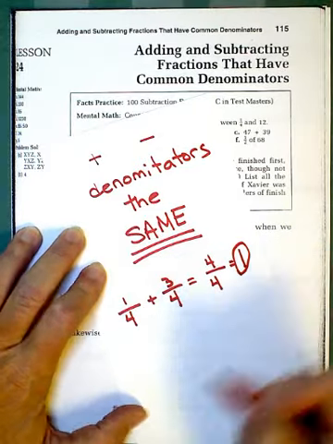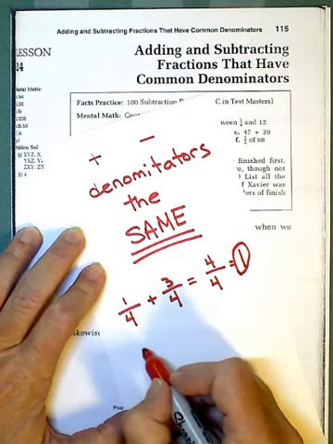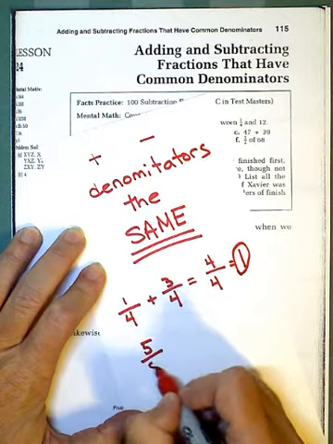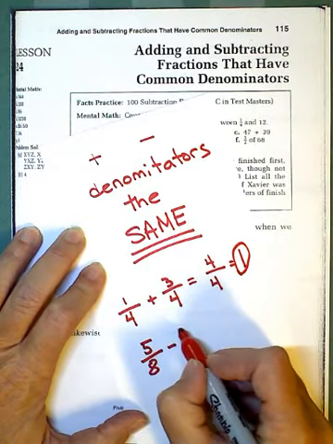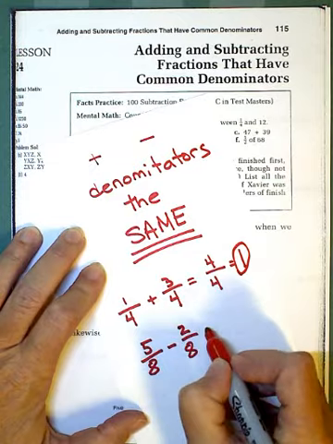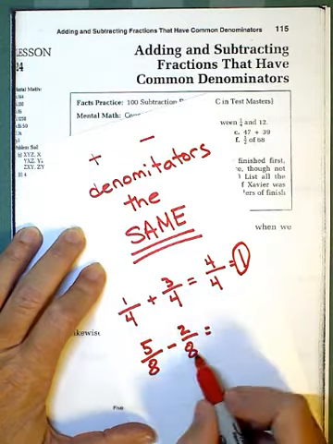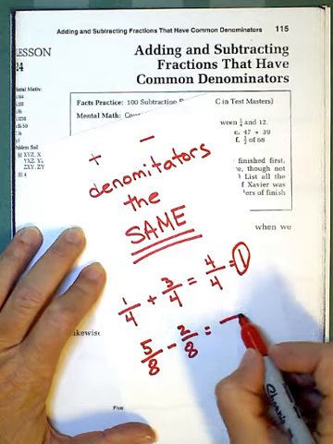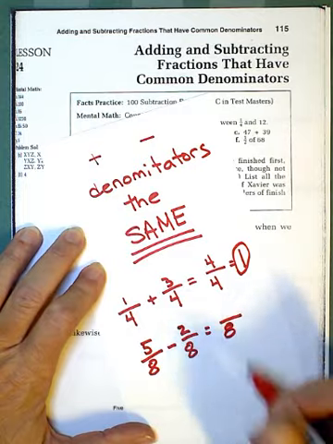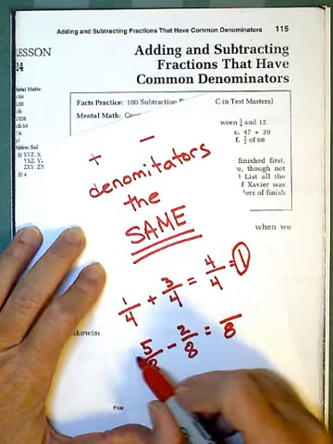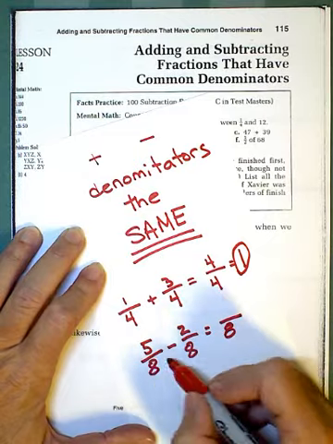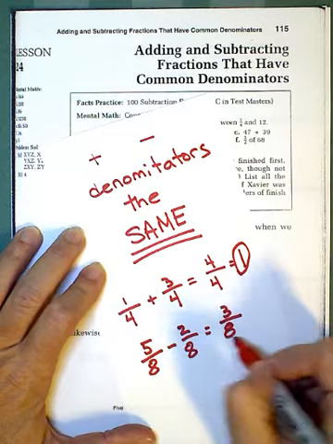Let's say we have 5/8 and we are going to subtract 2/8. Again, our denominators are the same, therefore we can pretty much ignore them and simply put 8 as our denominator, and we will subtract our numerators. 5 minus 2 is 3, and the answer to this problem is 3/8.